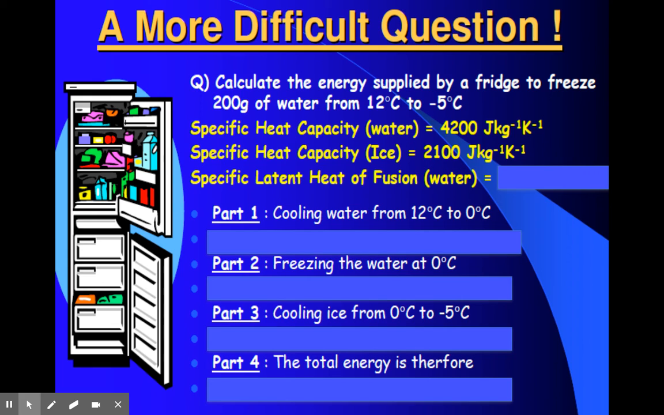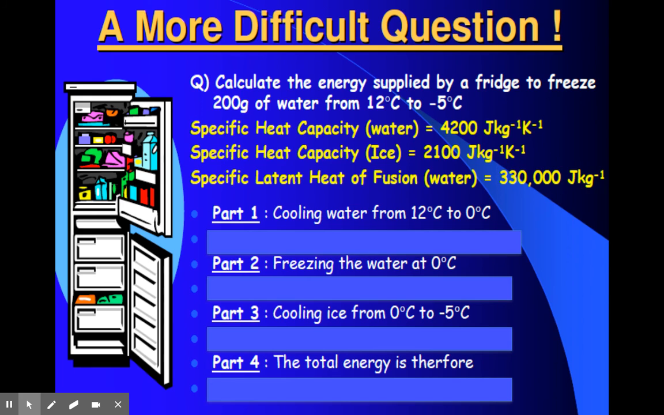The specific heat capacity for ice is 2,100. It's literally half. Now, the reason is, think about ice. It's really easy to change the temperature of ice. You put it in your hand and it starts melting immediately. Water takes a little bit more time to change its temperature, right?